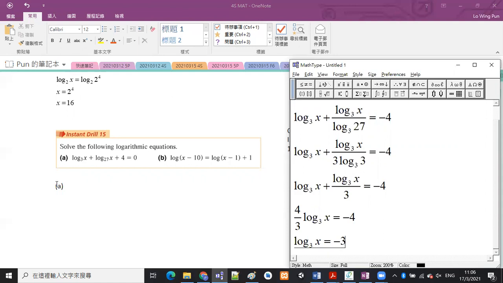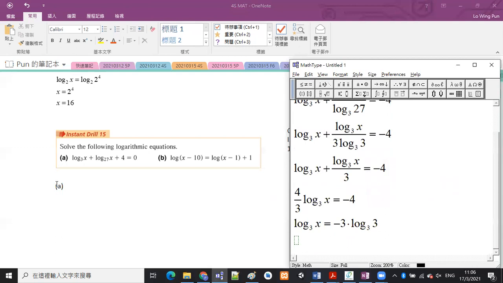So the left-hand side is ready, but right-hand side is just one number. So we need to multiply a 1 to this and change the 1 to be log a base a. In this case, the base should be chosen as 3 here, such that this -3 can be brought to the index of this 3.